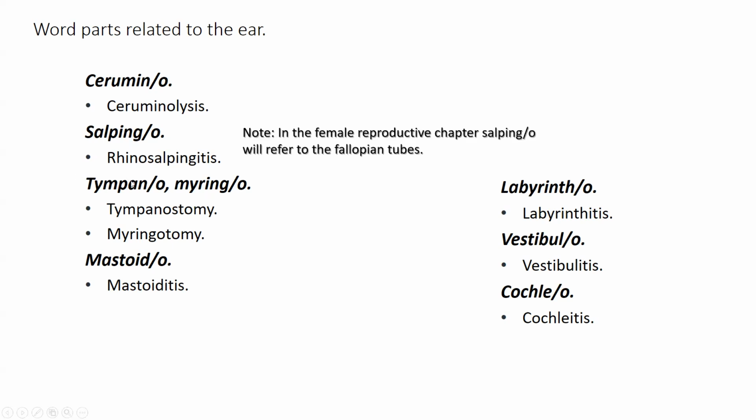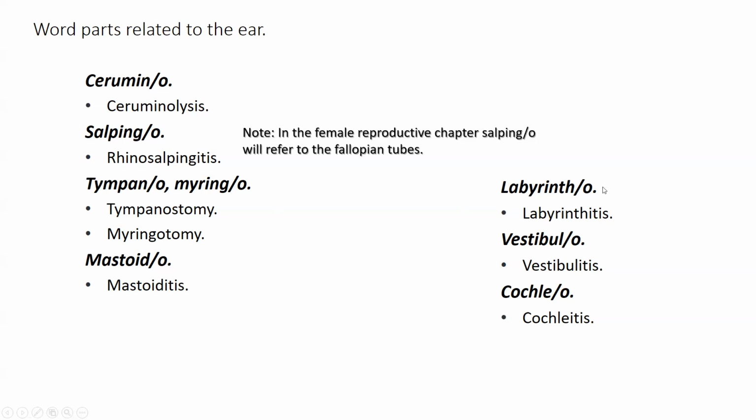The eardrum is known as the tympanic membrane, so tympano and myringo both refer to the tympanic membrane. A tympanostomy would be to make a stomy, an opening, into the tympanic membrane. Myringotomy would just be an incision into the tympanic membrane. As I mentioned before, the mastoid is part of the temporal bone, and if it's inflamed, you have mastoiditis.